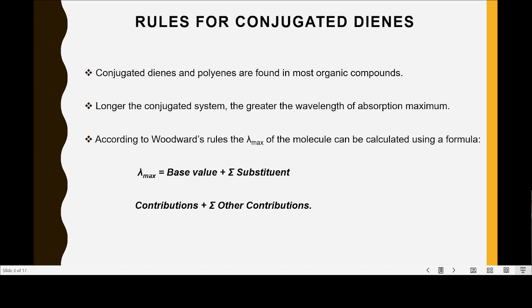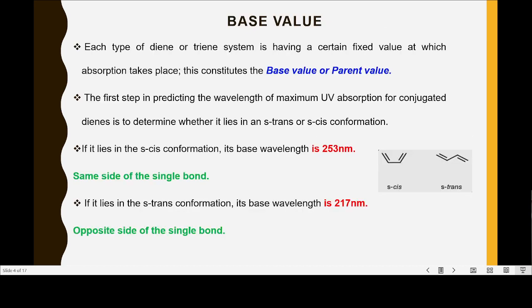So what are the rules for conjugated dienes? First we need to know the base value, and we have to add up, or sum up, the substituent contributions of any organic structure so that we are able to get the total absorption maximum. First we need to know what is meant by base value, which is otherwise called the parent value.